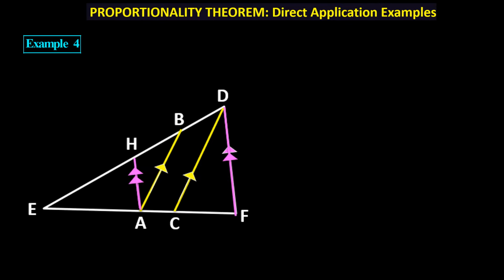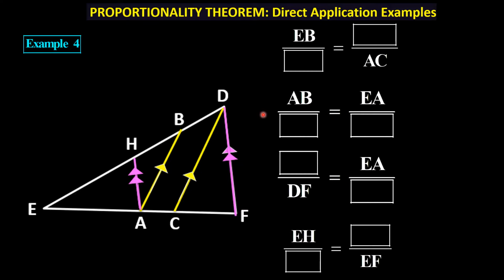Let's look at another example. As you can see, I've got 2 pairs of parallel lines. Now, it's recommended that you highlight the one pair and the other pair. It's much easier to focus on what you're doing there. Now, here we have 4 proportions that need to be completed. Pause the video and try to complete it on your own, and then you'll see there.